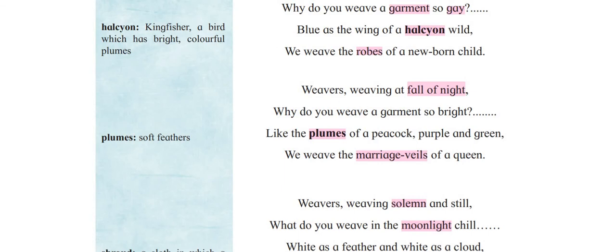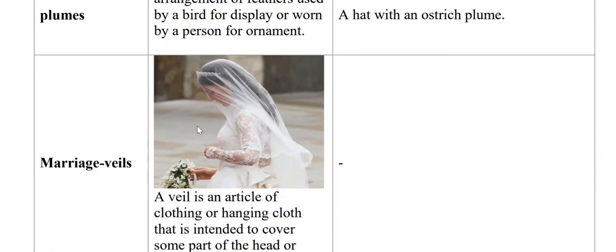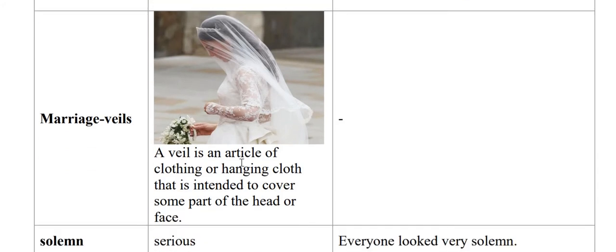Now, what is a marriage veil? Can you see here? The bride is wearing a veil. So veil is an article, clothing or hanging cloth that is intended to cover some part of the head or face. So it is worn on the head in marriages.